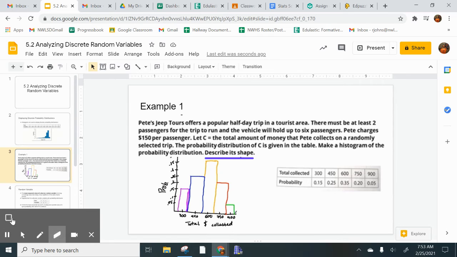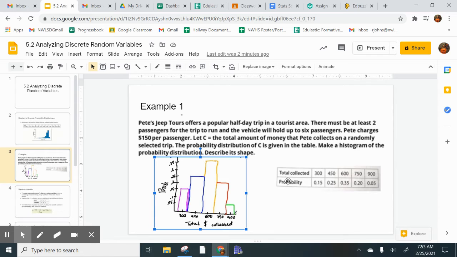Now, it looks pretty symmetric. I would say roughly symmetric. I wouldn't say just symmetric because it's not perfectly symmetric. If you notice here, this bar isn't as low as this bar here, the red one. So I would definitely say it's roughly symmetric.